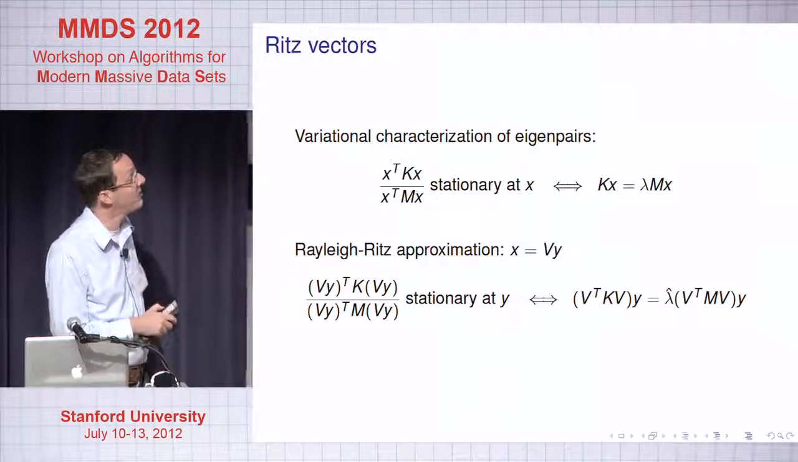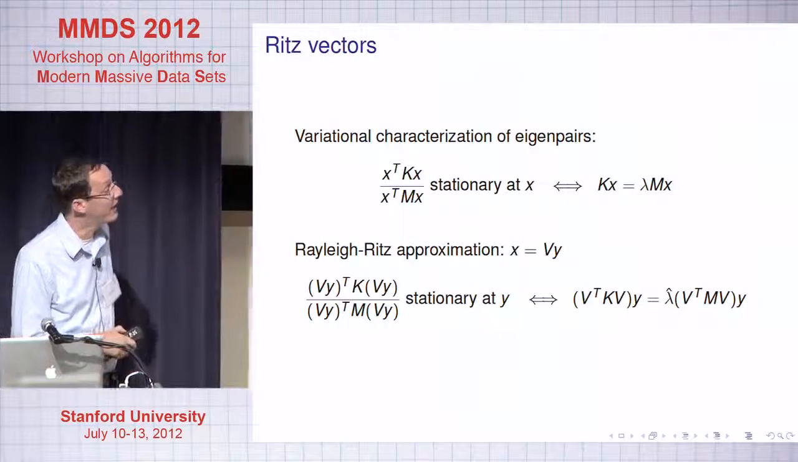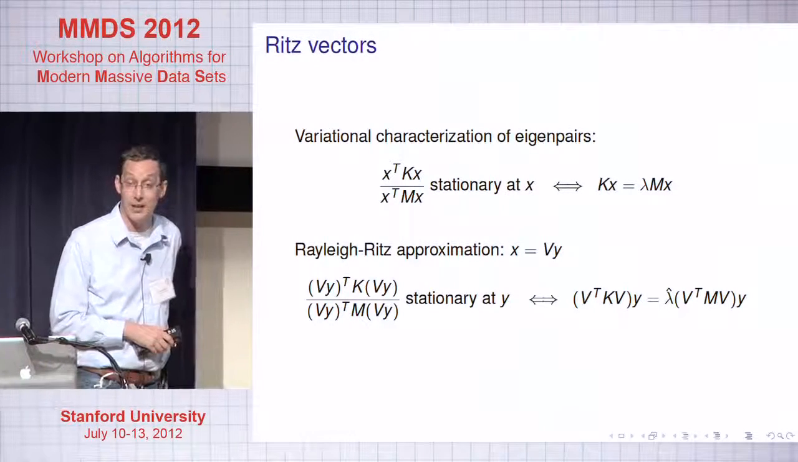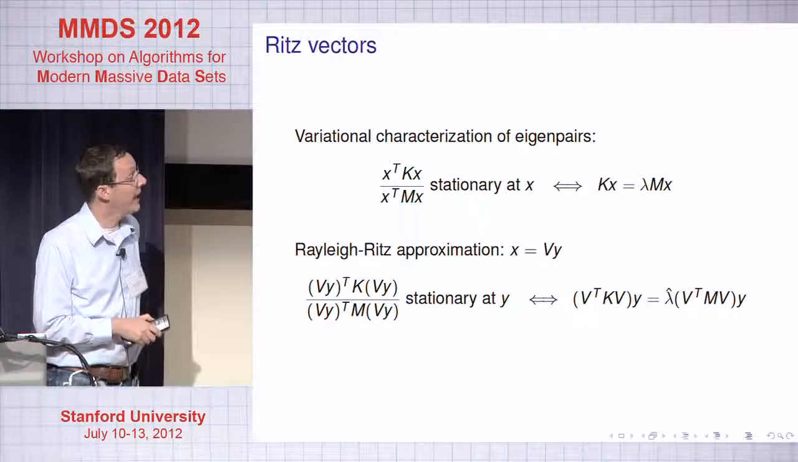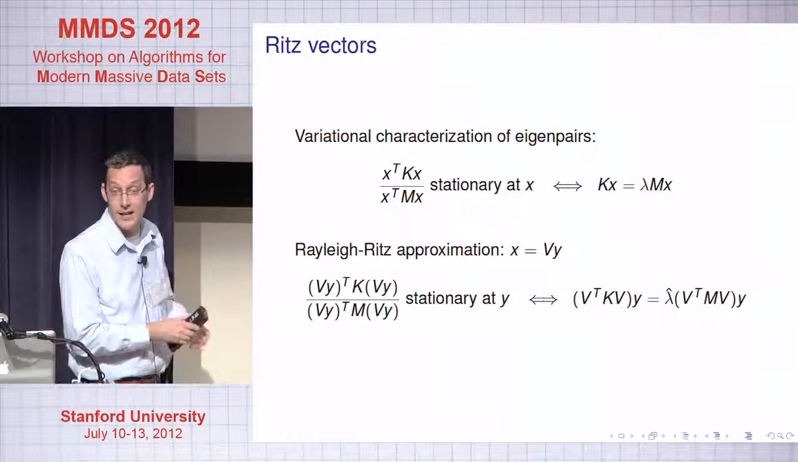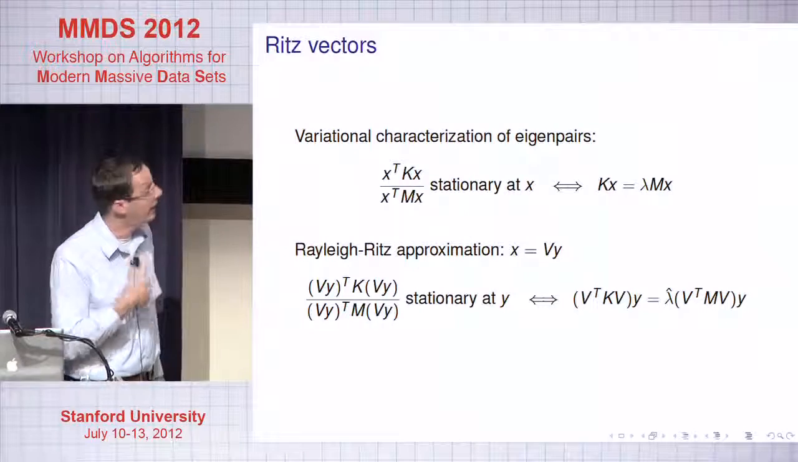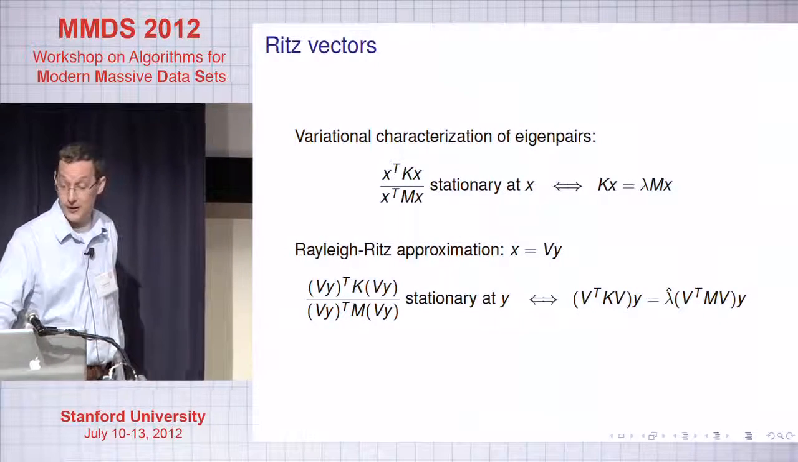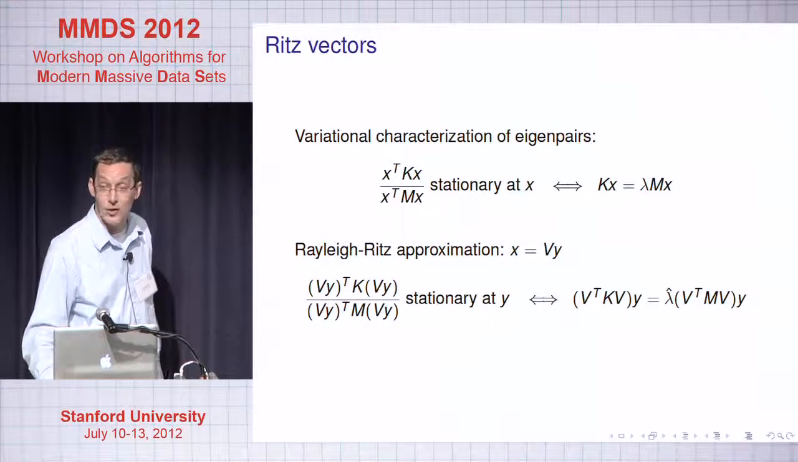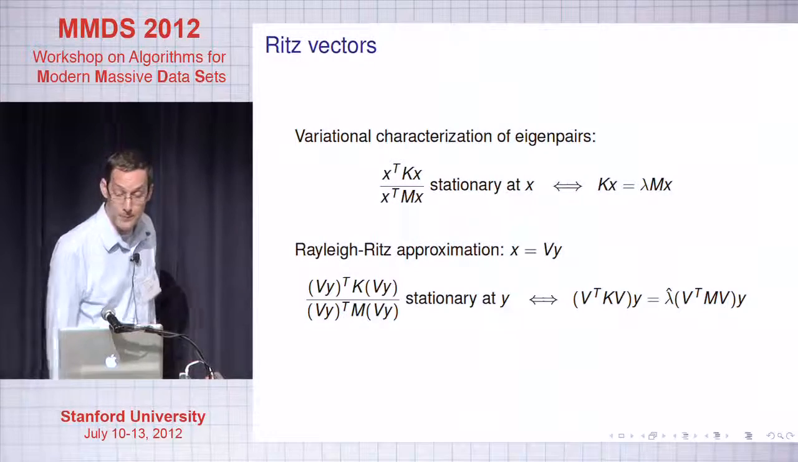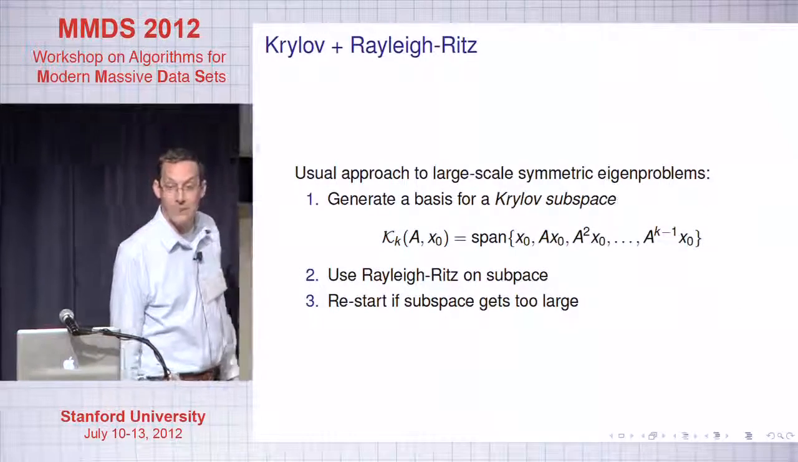I get a vector x, and I want this constrained optimization problem to be satisfied now. So I'm going to look for a stationary point of this projected Rayleigh quotient, and that gives me a projected eigenvalue problem. The eigenvalues of this are proxies for the eigenvalues of my larger systems. The eigenvectors are approximations for the eigenvectors, assuming that V is a rich enough space. So how do you build up a rich enough space?